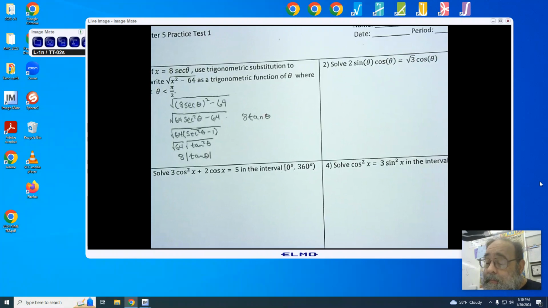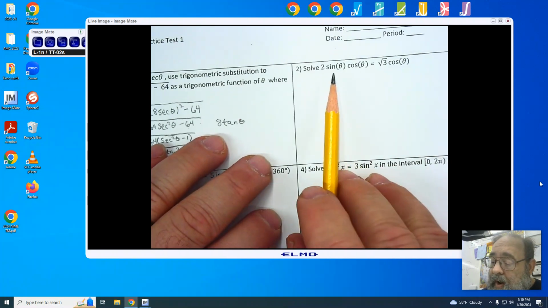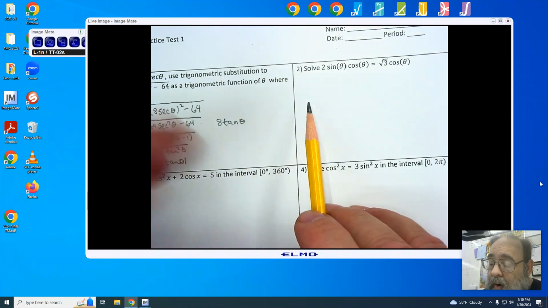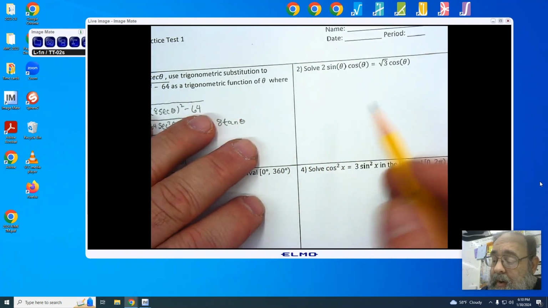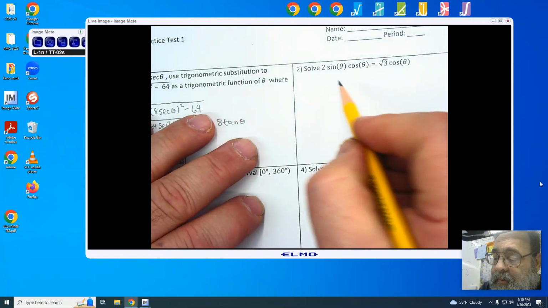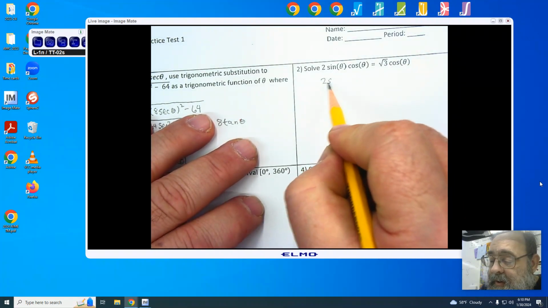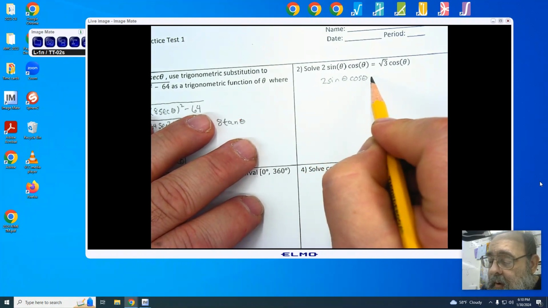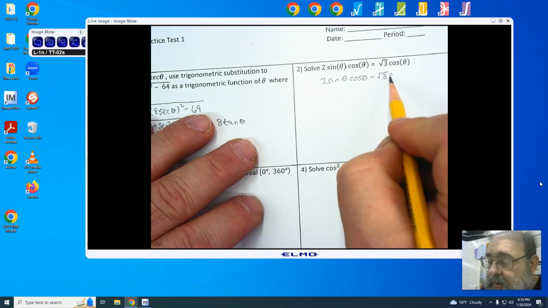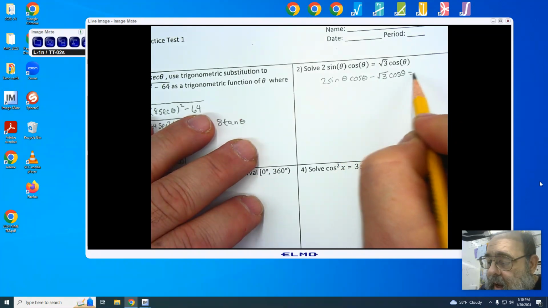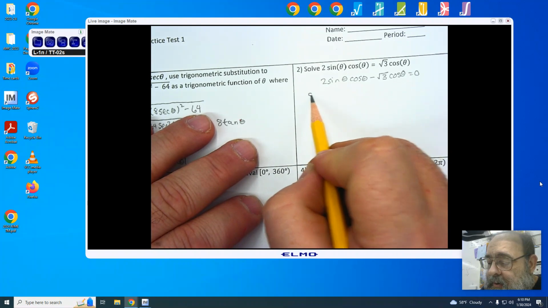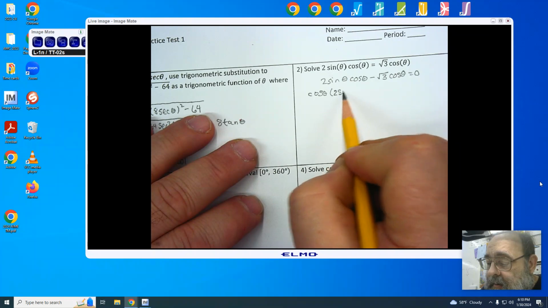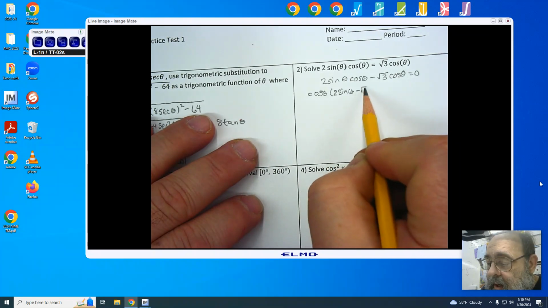That's number one. Number two, notice we have a cosine on both sides. Do not try to use a double angle and work backward. Don't try to use the product sum. Move the root 3 cosine over. Since we have a cosine of theta that appears twice now, notice the minus root 3 cosine theta. Now that it equals 0, we can factor out the cosine of theta. This is going to leave us with 2 sine theta minus root 3.